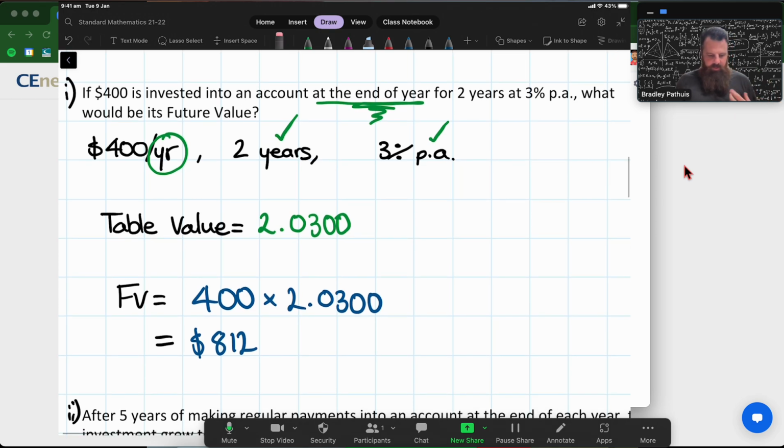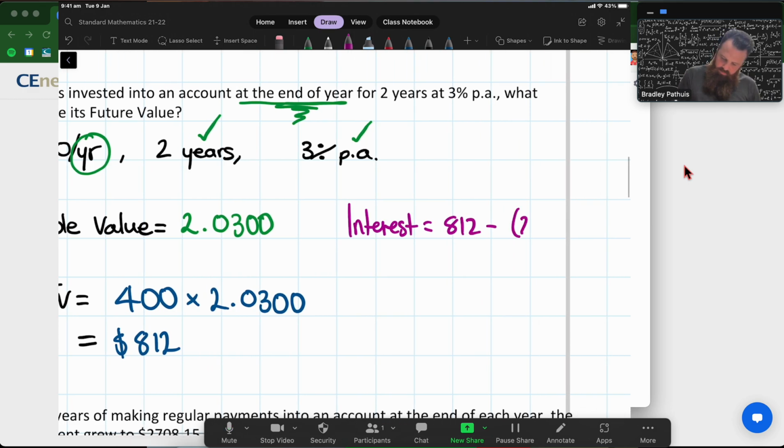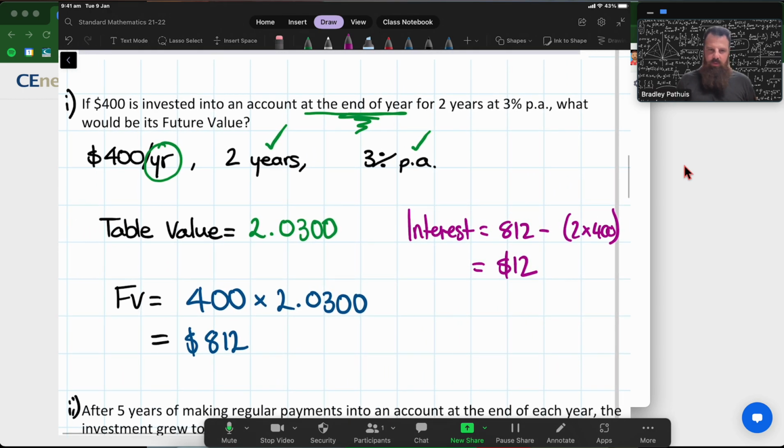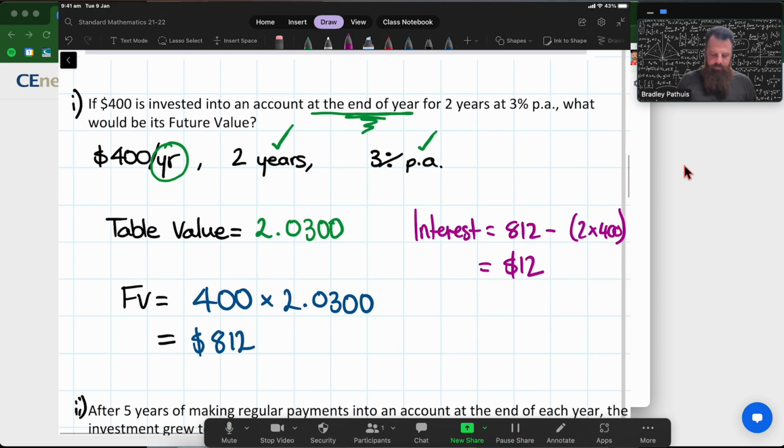Right? If we've put in $400 per year, the interest is everything that we earned minus our repayments. So on this investment, we've only earned $12 interest, but it's $12 we haven't had to work for.